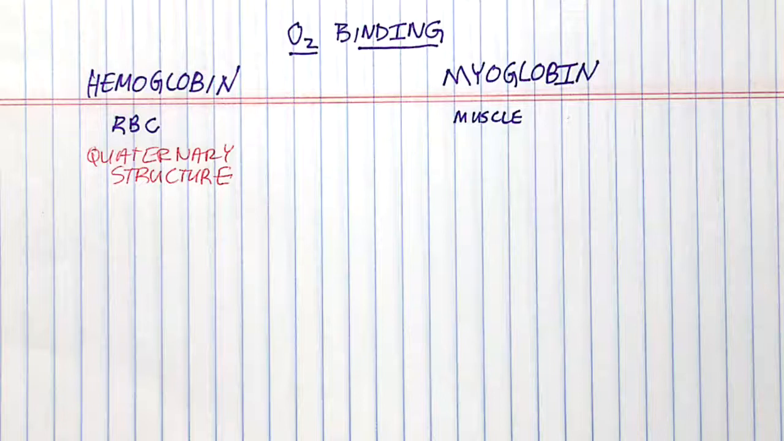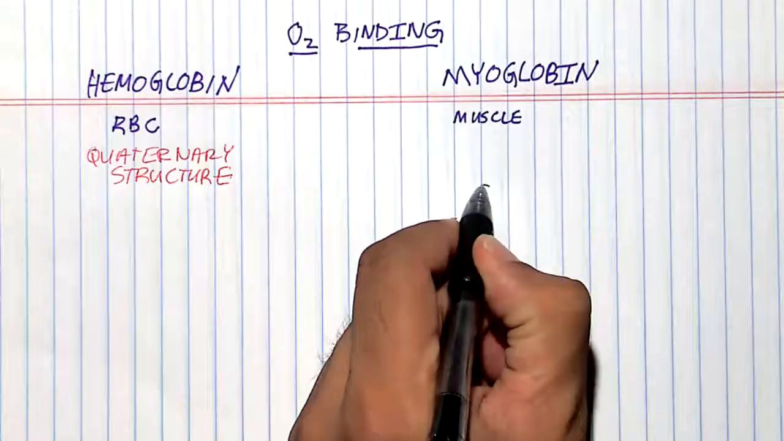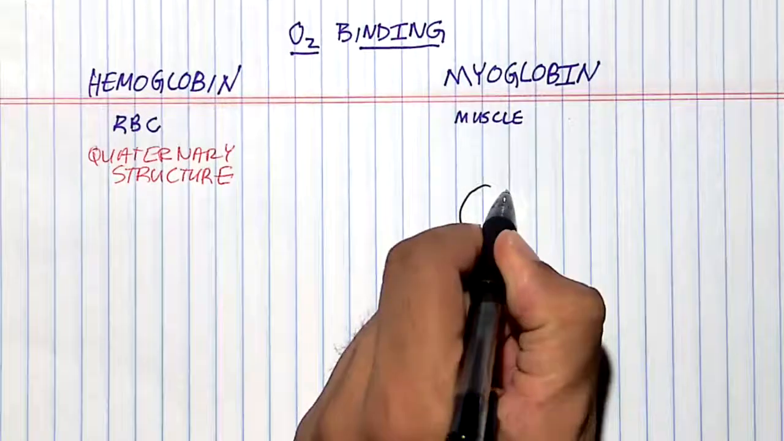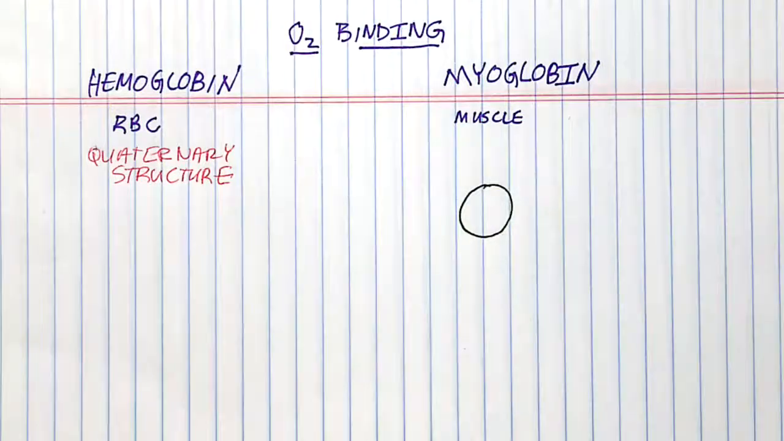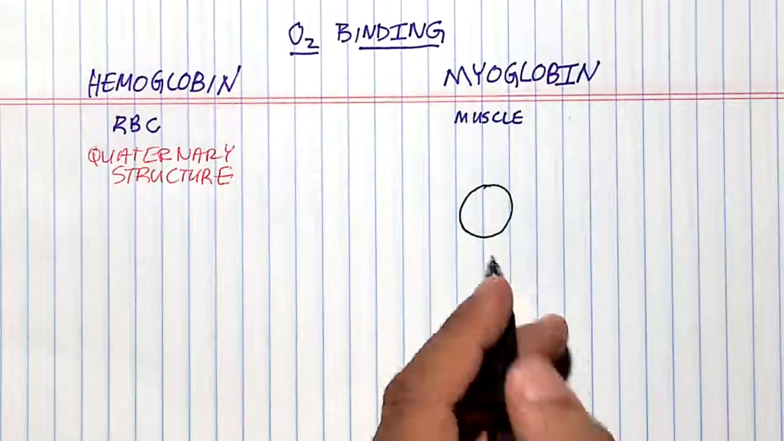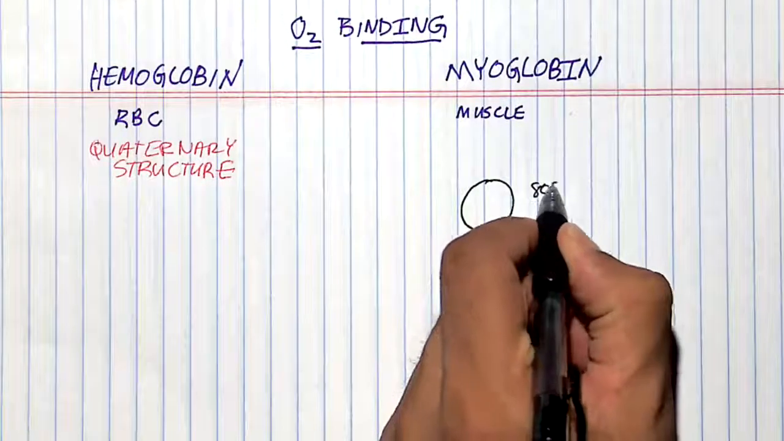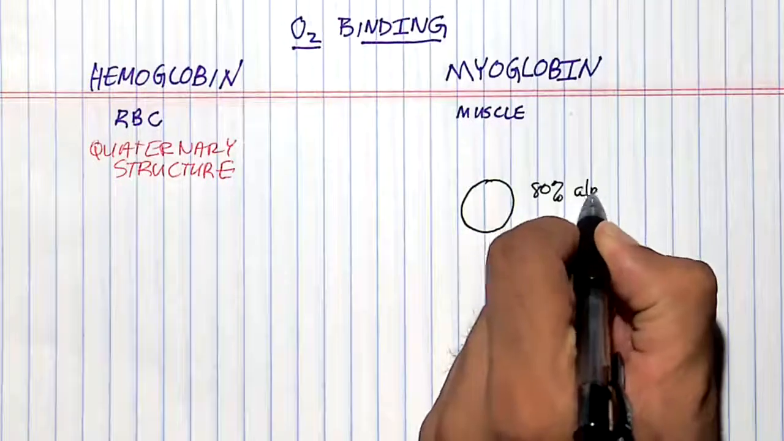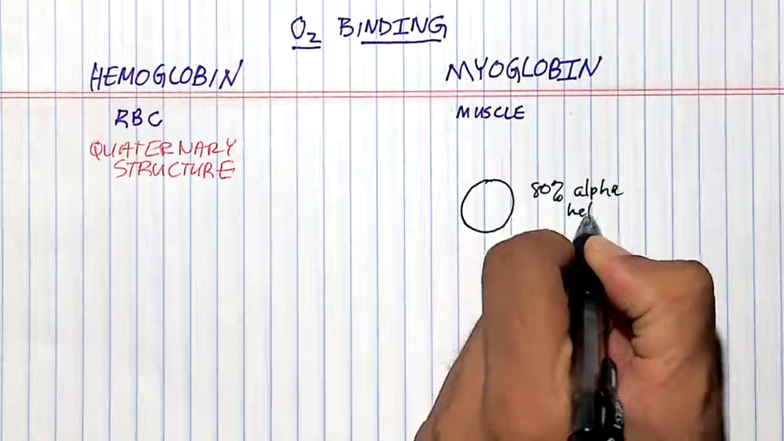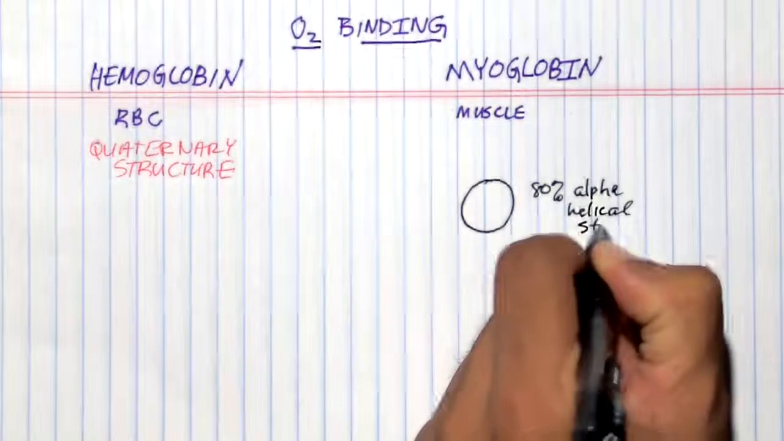So myoglobin actually would just be a simple monomer that looks like this. Okay, I'm going to depict one single independent protein folding unit as a monomer. It's actually very alpha helical rich. I think it's about 80% alpha helix or alpha helical in terms of its secondary structure.